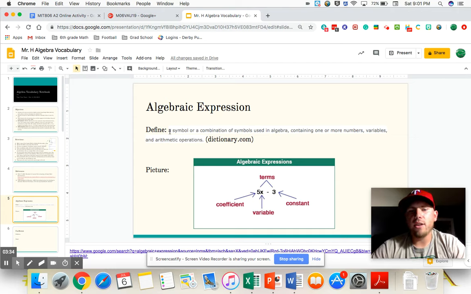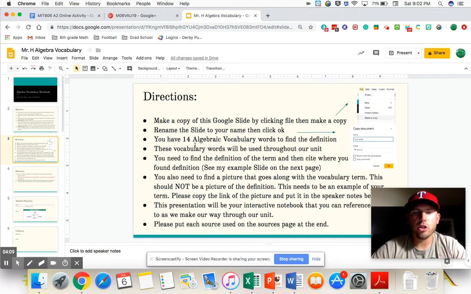So whenever they get the definition, they need to put the definition on here, and they need to cite their source. I've done a little bit of this last year. I talked to the English teacher about how she is asking them to cite right now, and at that point they were just doing the website in parentheses. So I'm trying to incorporate a little bit of being able to correctly cite their sources, and then for the picture, let me go back to the directions.